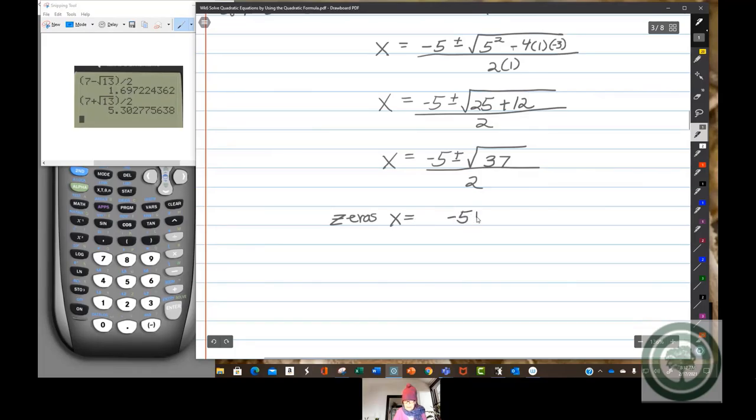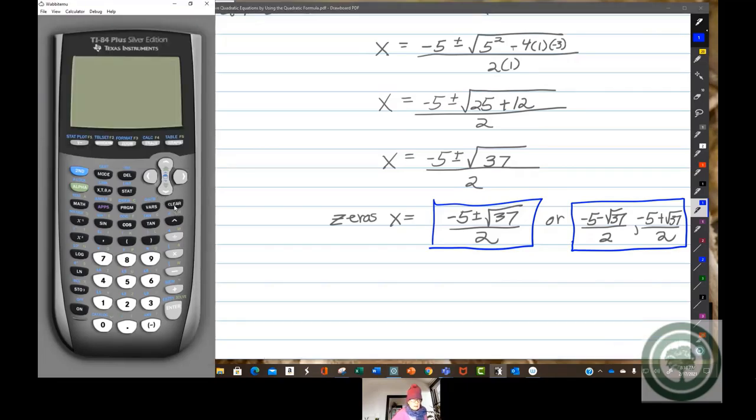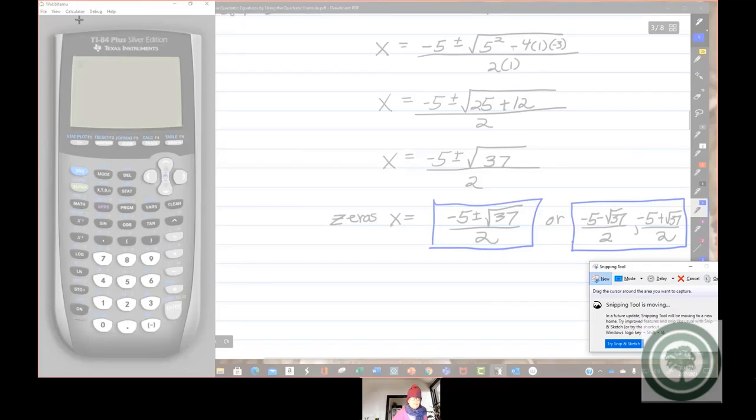So the zeros are X equals, and then we'll have the box, negative 5 plus minus the square root of 37 over 2, or, these are the exact answers for the zeros of the function. Now, our approximations.